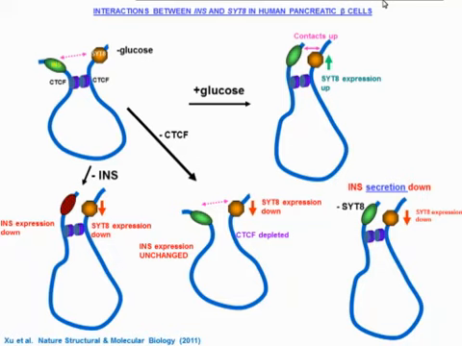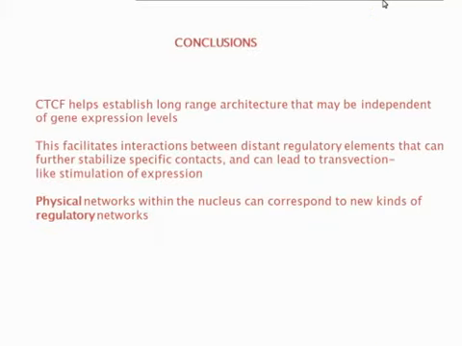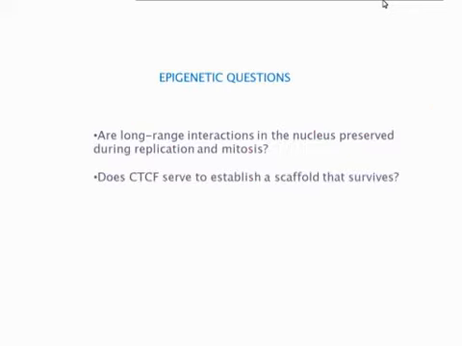So what happens is you have a physical regulatory network over long distances, a kind of transvection, in which the physical contact between insulin and its target gene will actually serve to stimulate the target gene, which in turn will stimulate secretion of insulin. So it's a physical regulatory mechanism. And the important lesson is that physical networks within the nucleus can correspond to new kinds of regulatory networks.